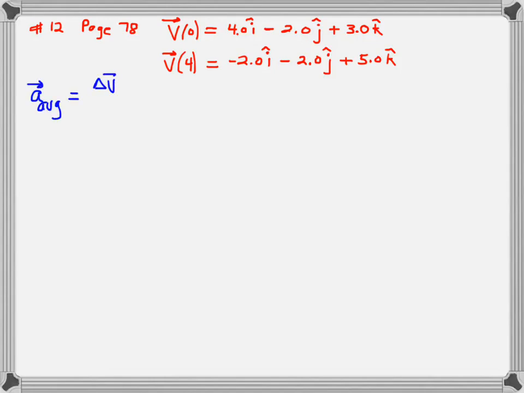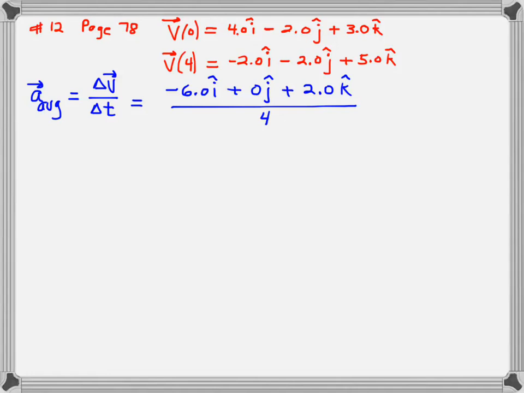By definition, the average acceleration is change of velocity over change of time. So we look at the velocity at time 4 minus the velocity at time 0. If we subtract the i components, negative 2 minus 4, we get negative 6i. If we subtract the j components, negative 2 minus a negative 2 is 0j. And the k components, 5 minus 3, is 2k. And then change of time would be 4 seconds.